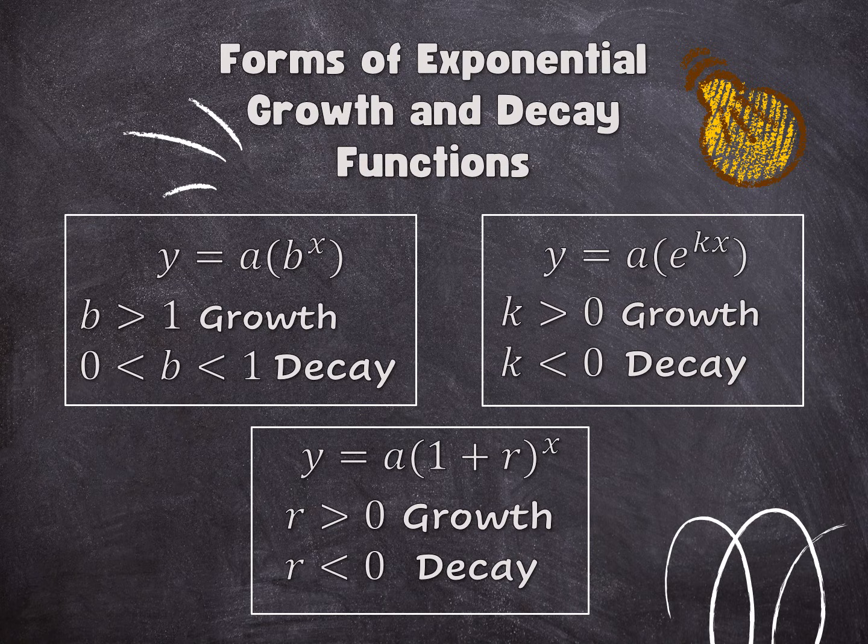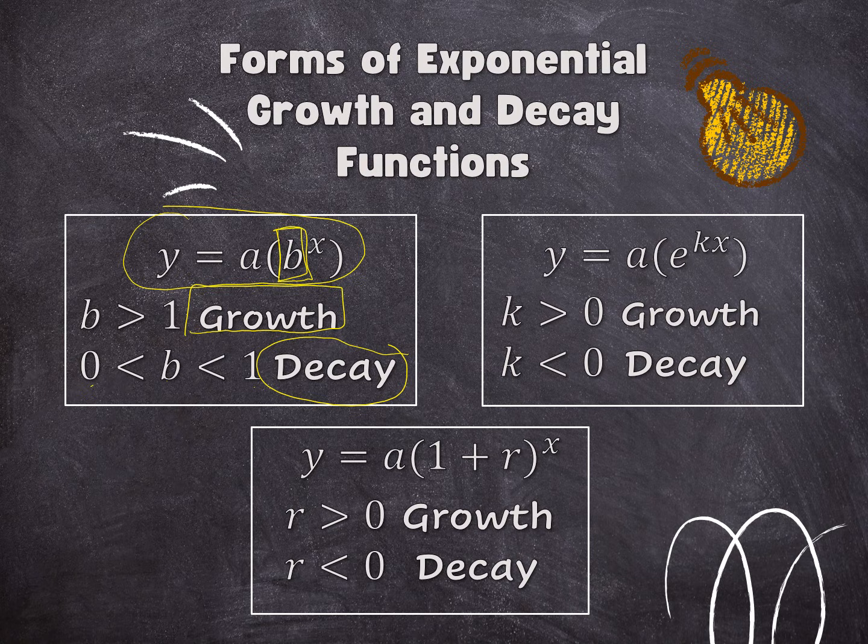The first form, y equals a times b to the x. We need to focus on base b. If base b is greater than 1, it is characteristic for a growth exponential function. If b is between 0 and 1, we have a decay exponential function.